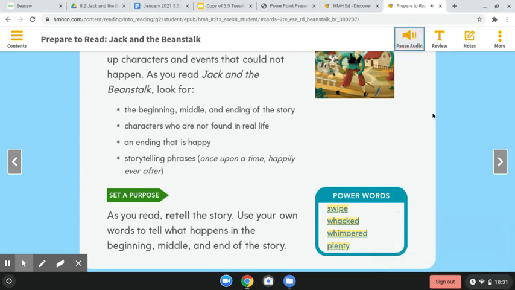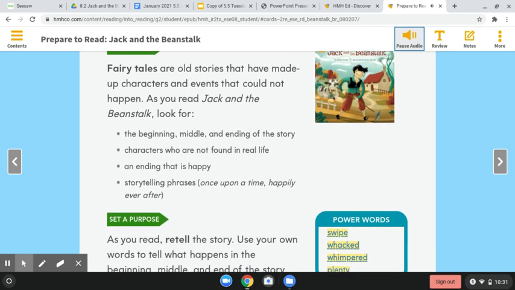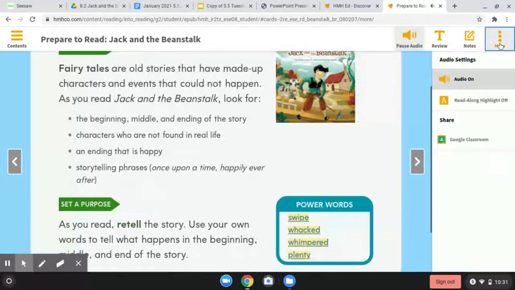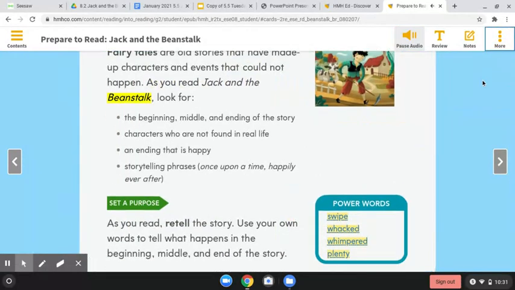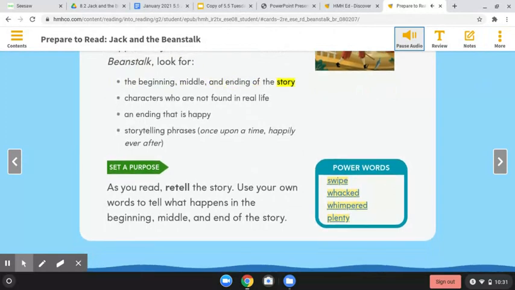Prepare to read Jack and the Beanstalk, genre study. Fairy tales are old stories that have made-up characters and events that could not happen. As you read Jack and the Beanstalk, look for the beginning, middle, and ending of the story.